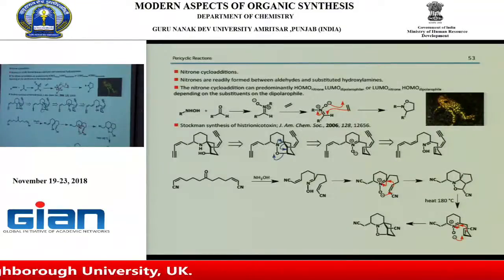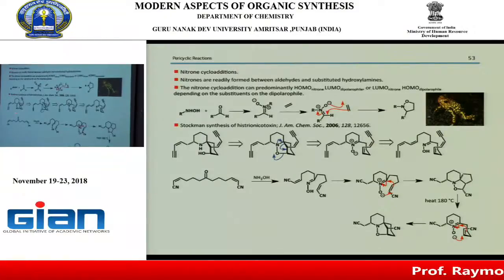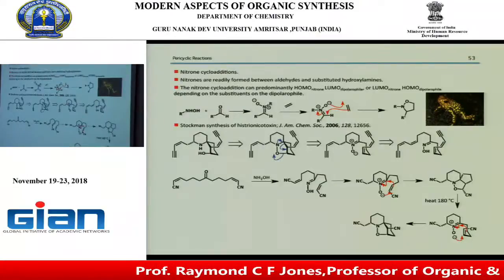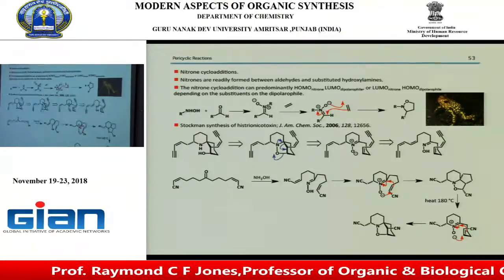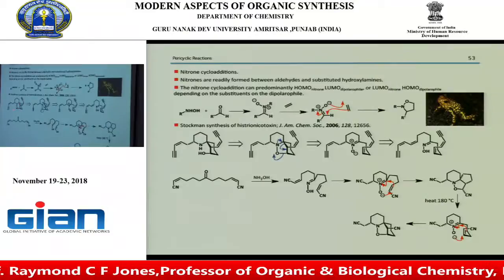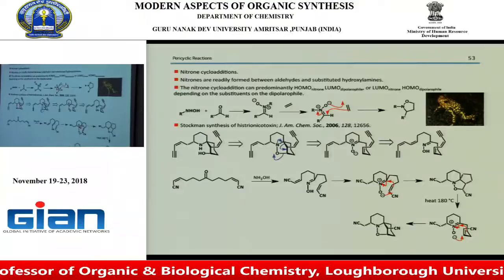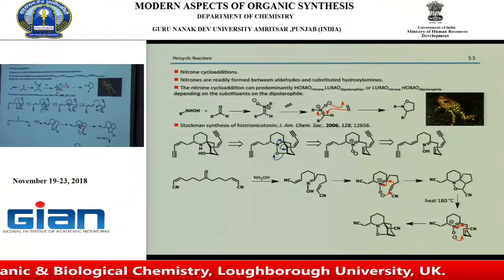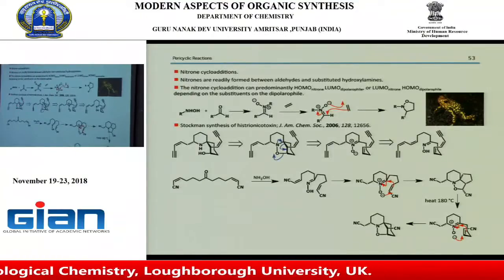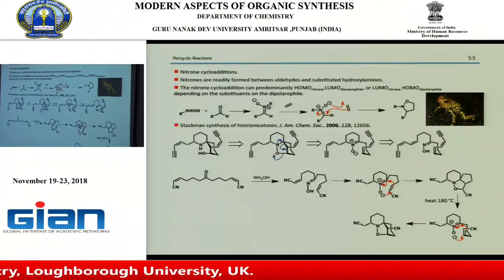So here was Bob Stockman from my old university in Nottingham, who was trying to think of a way of making this histrionicotoxin, which is one of the toxins found in the skin exudates of certain frogs in South America. And it's been an interesting synthetic target, partly for its biological activity and partly because of its unusual looking structure with this spiro ring junction here. So that's the structure. This is the retrosynthesis that he thought about.